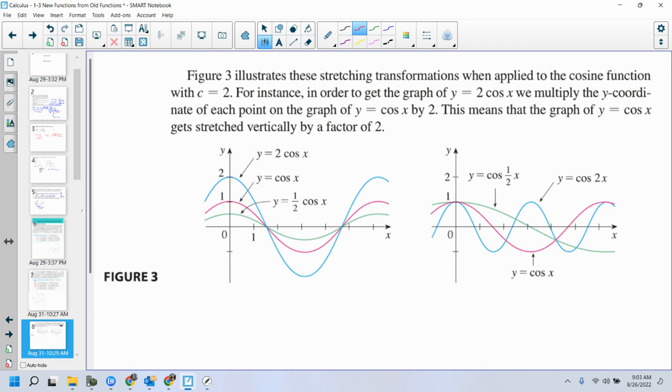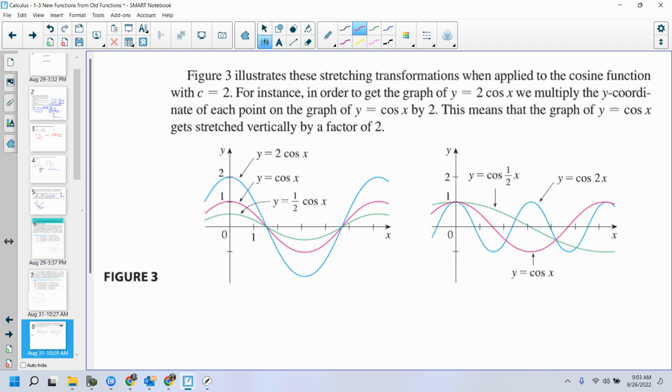I kind of talked about it for the trigonometrics. I liked these diagrams. This is just my parent cosine. The middle one, that one is my parent cosine. This is cosine 2x, and this is 1/2 cosine x. Notice that multiplying on the outside is going to vertically stretch or shrink it.